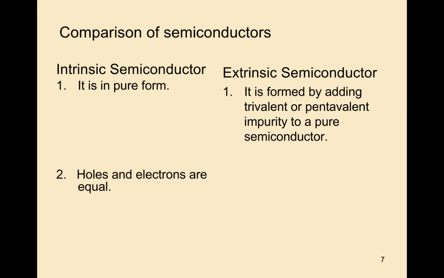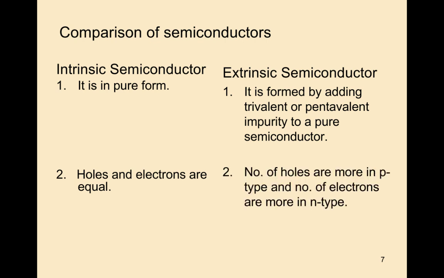Second point: holes and electrons are equal in intrinsic semiconductors. Whereas in an extrinsic semiconductor, the number of holes is more in p-type and the number of electrons is more in n-type. So in an extrinsic semiconductor, holes and electrons are not equal. This is the second difference.